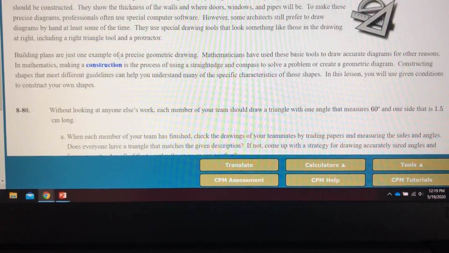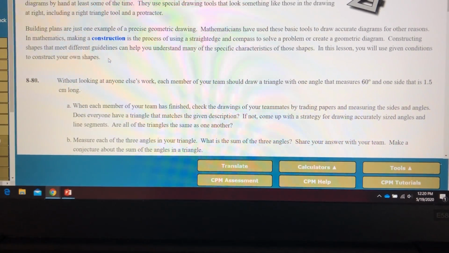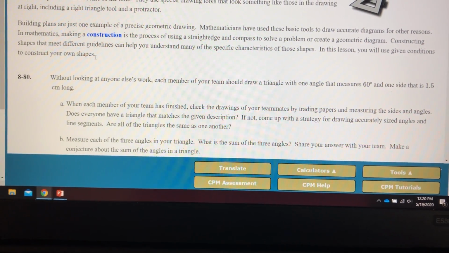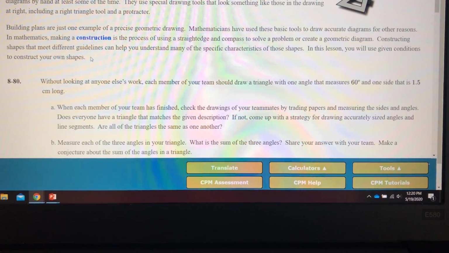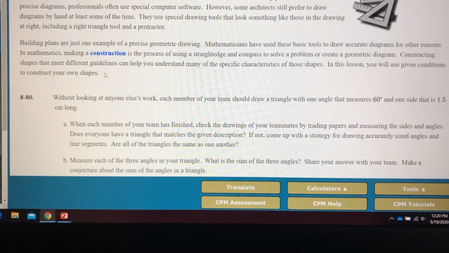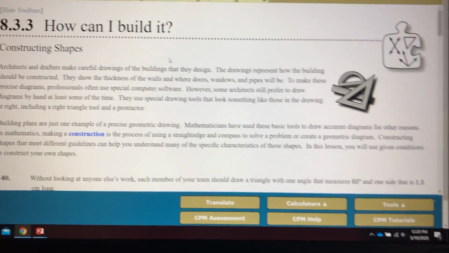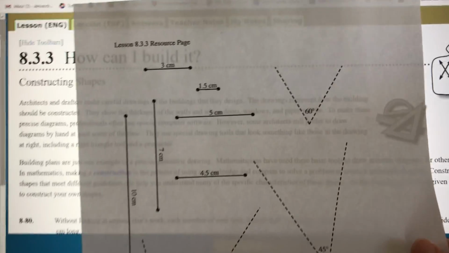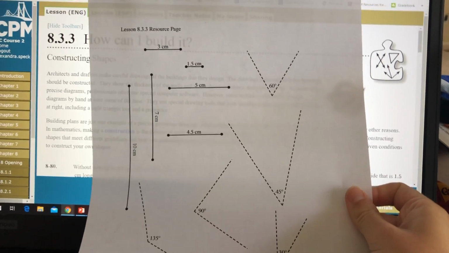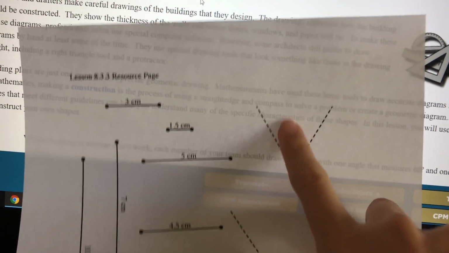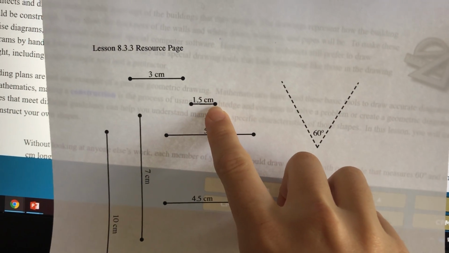So for 8-80, it says, without looking at anyone else's work, each member of your team should draw a triangle with one angle that measures 60 degrees and one side that is 1.5 centimeters long. I know that a lot of us don't have access to a printer, so here's the resource page that this lesson comes with, in case you don't have a ruler or a protractor to measure out angles and measurements. It said to make a triangle with a length of 1.5 centimeters.